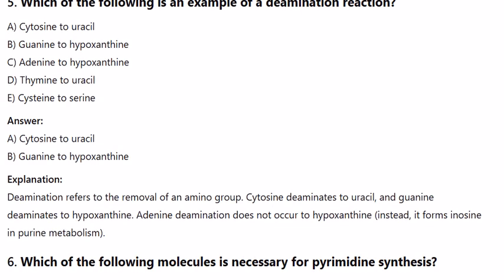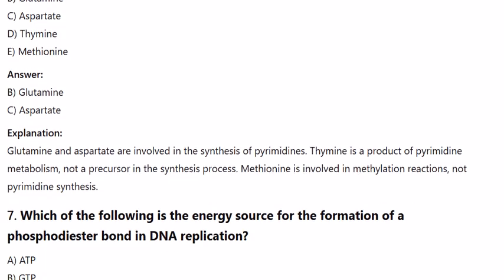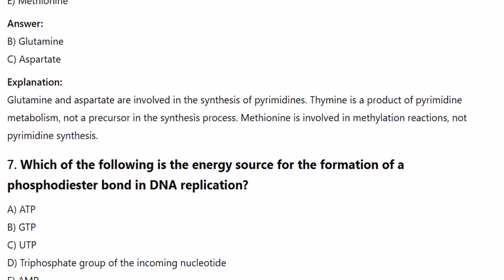6. Which of the following molecules is necessary for pyrimidine synthesis? A. Glycine, B. Glutamine, C. Aspartate, D. Thymine, E. Methionine. Answer: B. Glutamine, C. Aspartate. Explanation: glutamine and aspartate are involved in the synthesis of pyrimidines. Thymine is a product of pyrimidine metabolism, not a precursor in the synthesis process. Methionine is involved in methylation reactions, not pyrimidine synthesis.